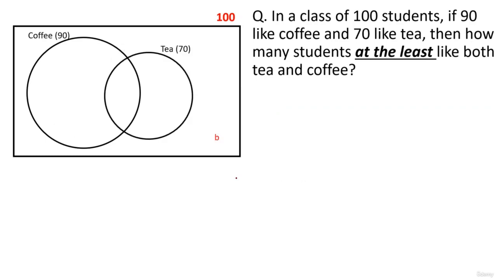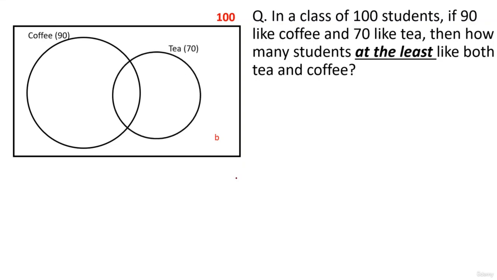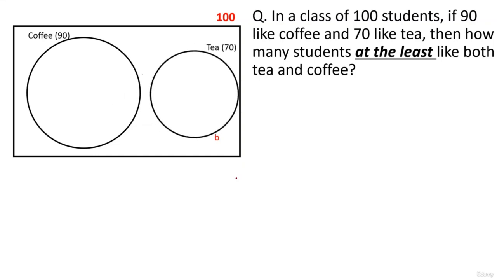In a class of 100 students, if 90 like coffee and 70 like tea, then how many students at the least like tea and coffee? Okay, now you want the least number of people who like tea and coffee. Okay, like both tea and coffee. Okay, so basically I want to minimize the people who like tea and coffee यहाँ पे, right? अब guys एक काम करते हैं, suppose हमने इनको अलग कर दिया. Okay, people who like tea and people who like coffee दोनों को अलग कर दिया, right? Now there is no overlap in between them.